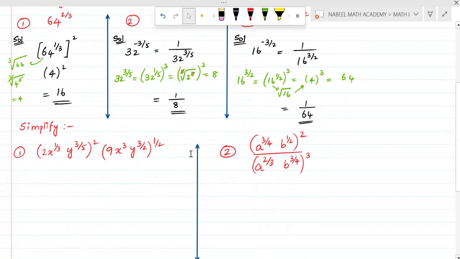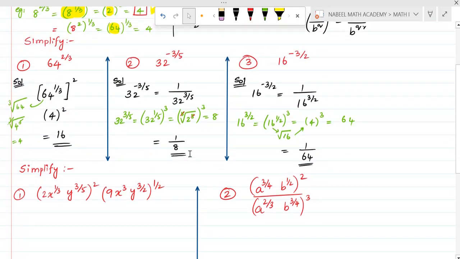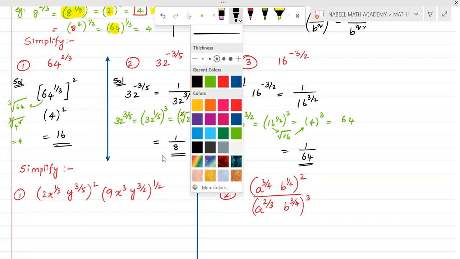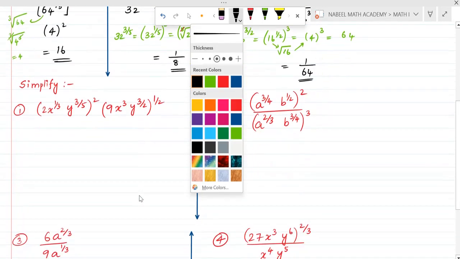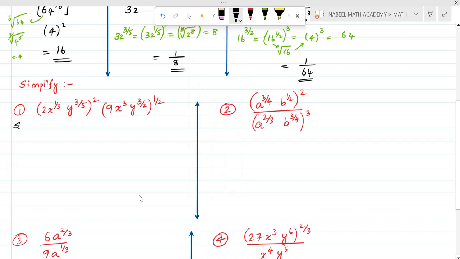Now, the next one. When compared to the last problem and this problem, here you will have a variable, but in the last problem, we only had numbers. Now we will solve how to solve this problem when you have a variable with a rational exponent. So here we apply these powers to each and every part.